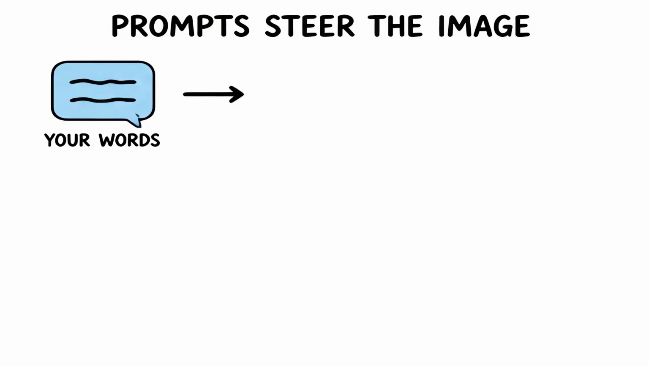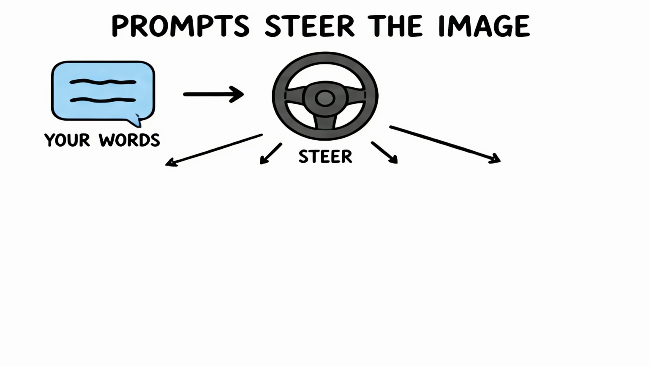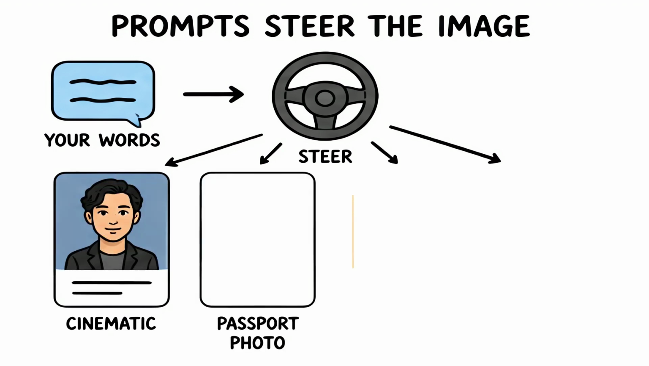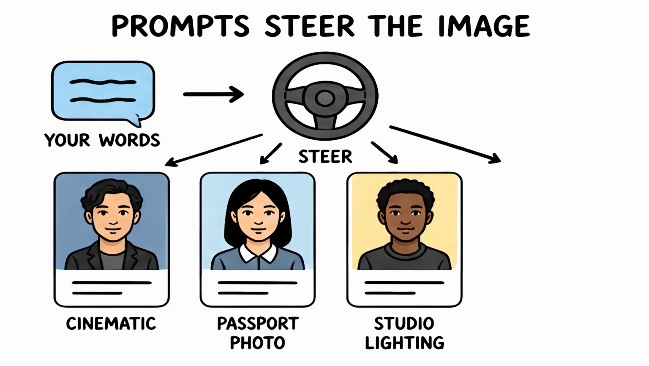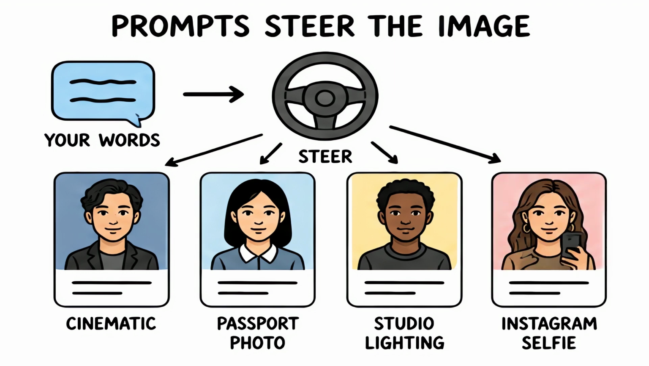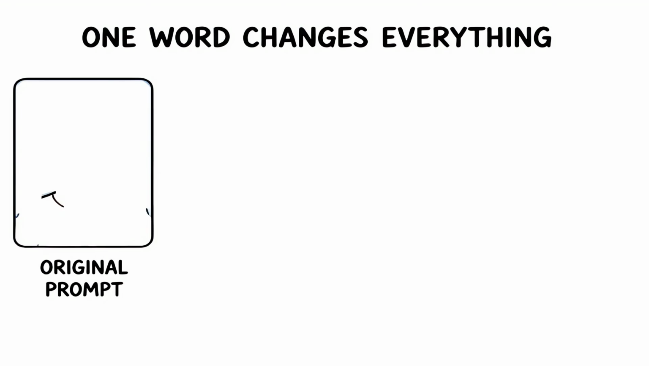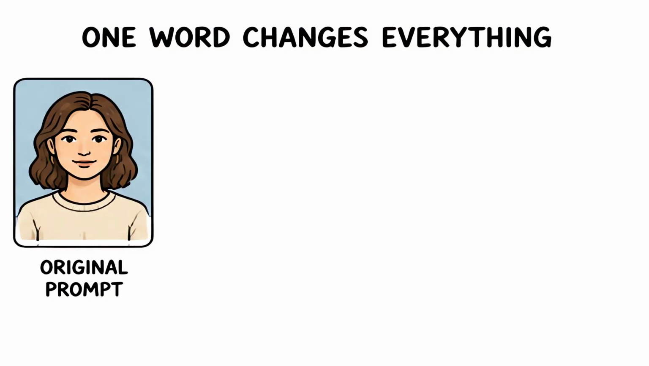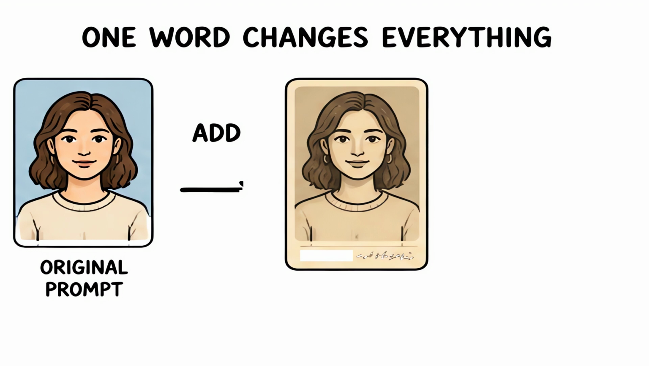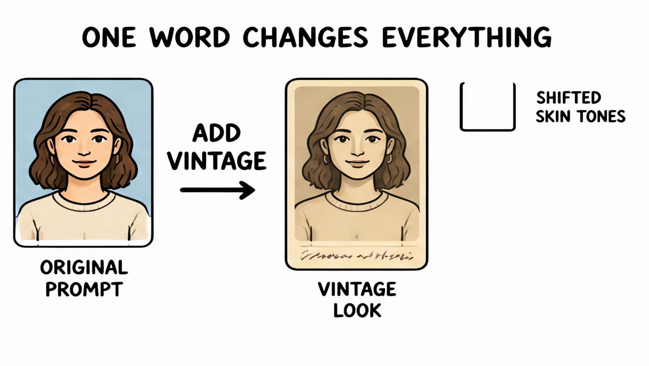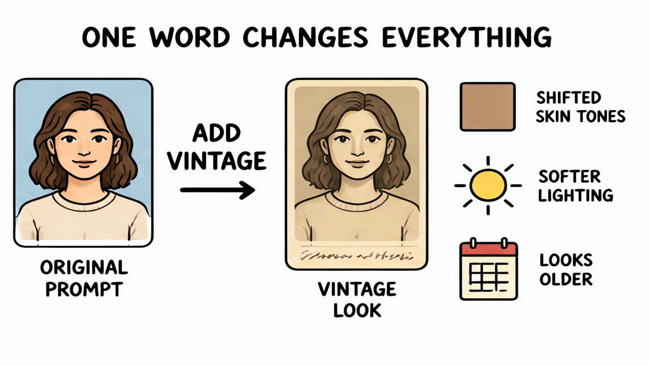Now let us talk about prompts. The words you type steer the image. Words like cinematic, passport photo, studio lighting, or Instagram selfie push the AI toward different learned styles. The same prompt with one new word can change everything. Add the word vintage, and skin tones shift, lighting softens, and the photo looks older. The AI is matching the patterns it learned for that word.